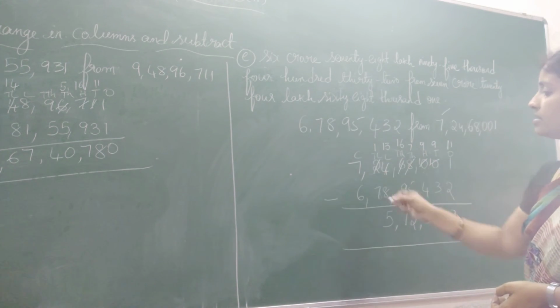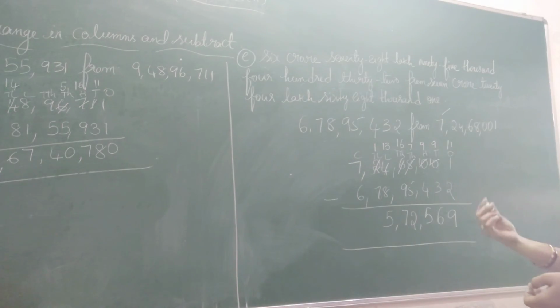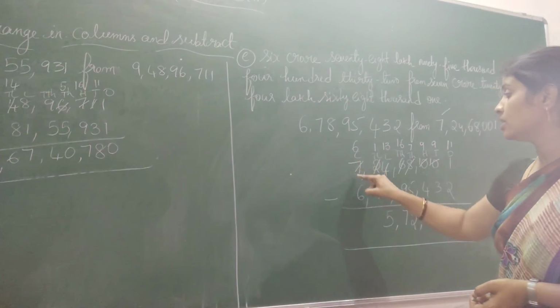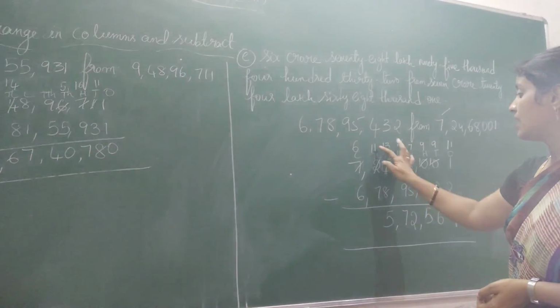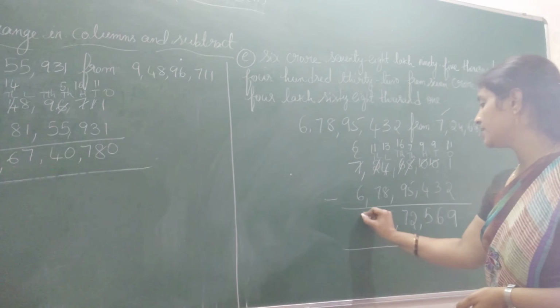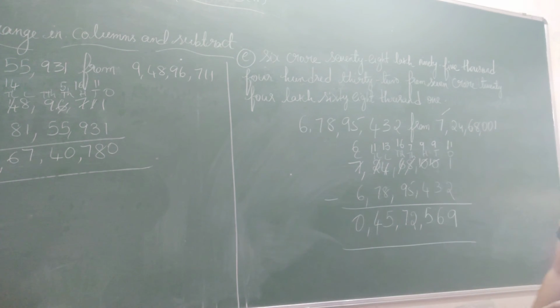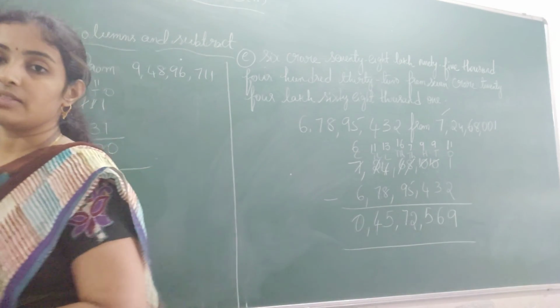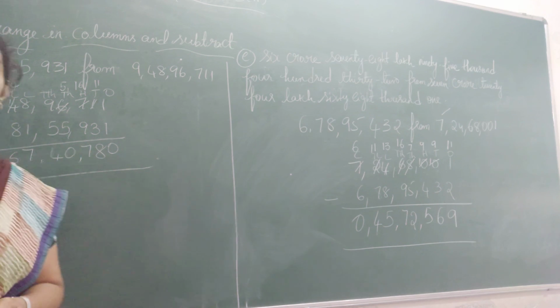Yes. So 1 minus 7 is possible? Not possible. Again. So take a borrow from the crores place. Here 7 is there. After giving borrow, you will get 6. Then here it will become 11. So 11 minus 7 is how much? That is 4. So 6 minus 6 will become 0. Right? Yes. Now read the required answer what you got. That is 45,72,569 is the required answer for the given problem. Yes, in this way you need to subtract when it is given in a row wise.